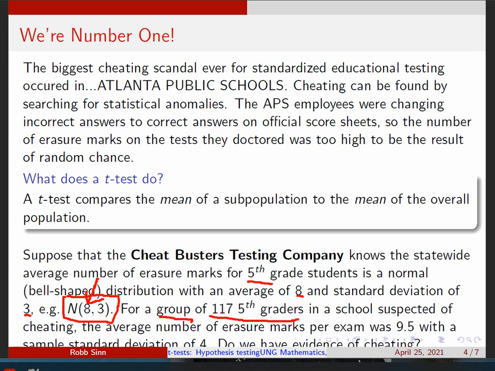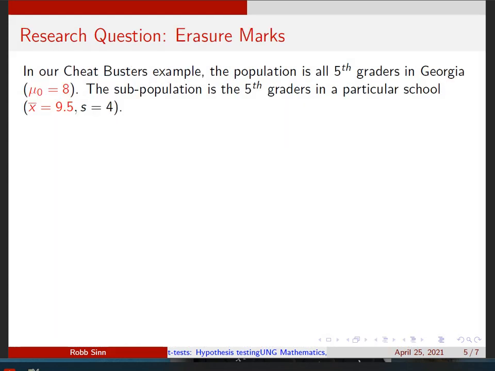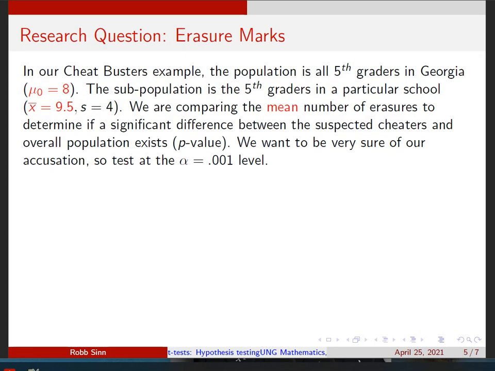Okay. Well, let's take a look at the next page. All right, this is where you can see it a little better. And so we're going to compare the mean number of erasures to determine if there's a significant difference between the suspected cheating group and the overall population value. Okay, and we're going to test at the 0.1 level.